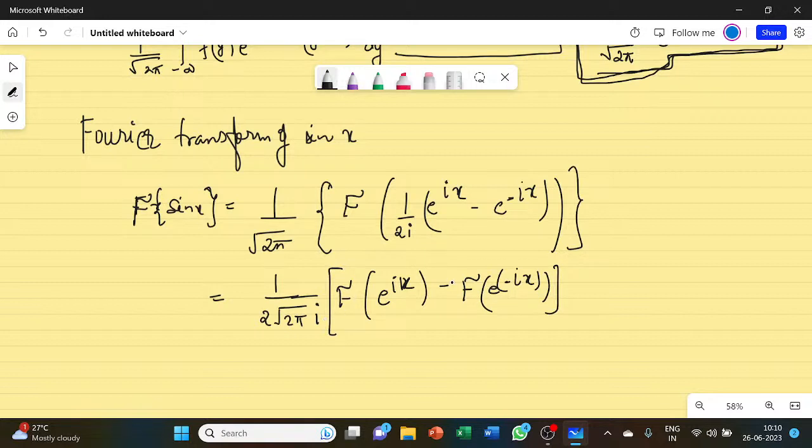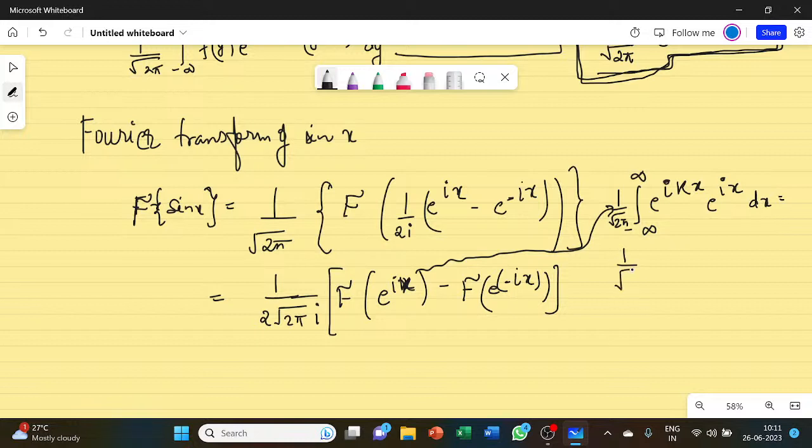Okay, so the Fourier transform of e to the power iota x, and e to the power minus iota x. Just let me show you here what it would be equal to. It would be the integral from minus infinity to plus infinity of 1 upon root 2 pi, e to the power of iota k x, times e to the power iota x dx, and this will be equal to what?